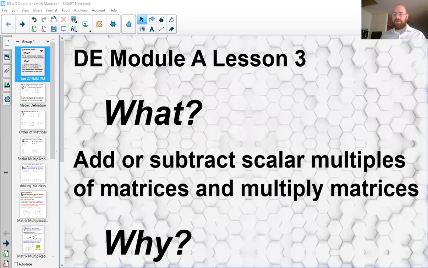Welcome to our third lesson in our module on matrix algebra. My name is Mr. Lippman, and today we will be adding and subtracting scalar multiples of matrices and multiplying matrices.